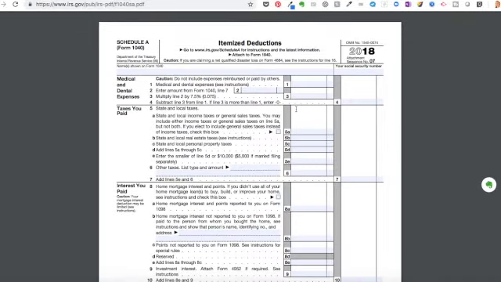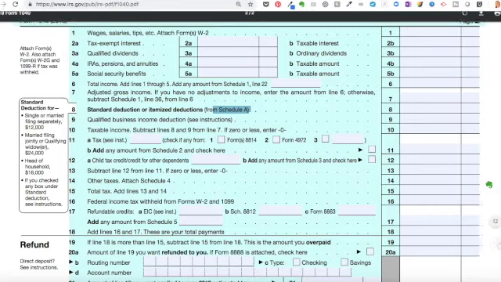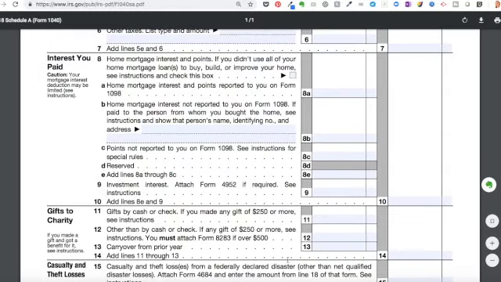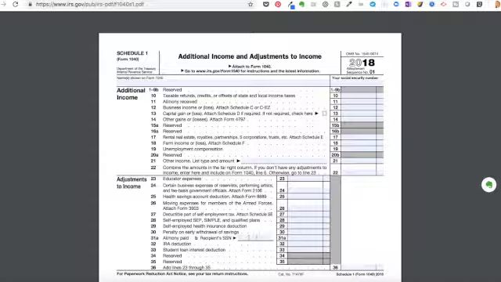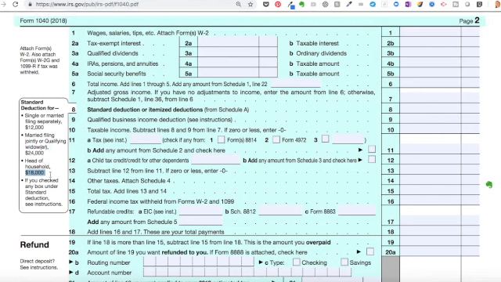Now, you only attach this if the total amount of itemized deductions is greater than the standard deduction. Let's say that you only have $500 worth of itemized deductions. Maybe you have a charitable contribution for $500. You're not going to attach Schedule A because you're going to take the standard deduction of either $12,000, $24,000, or $18,000.